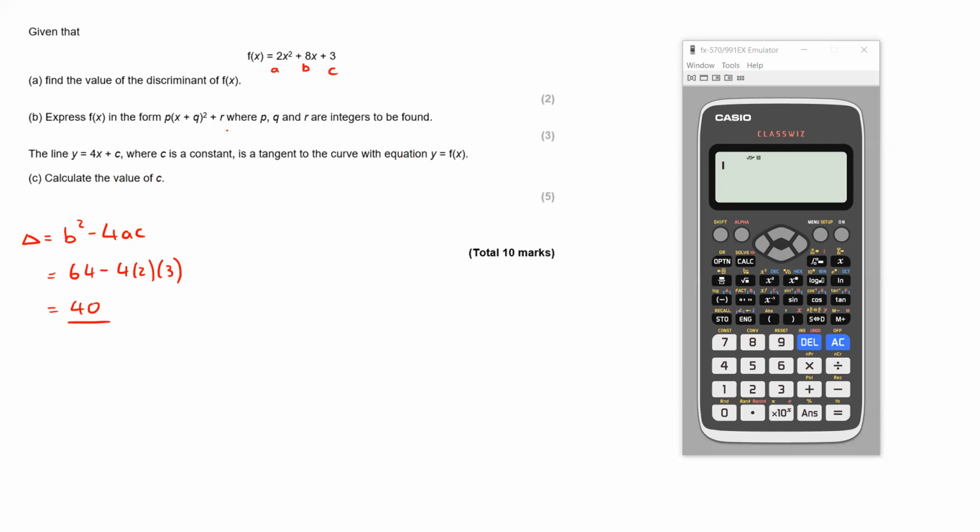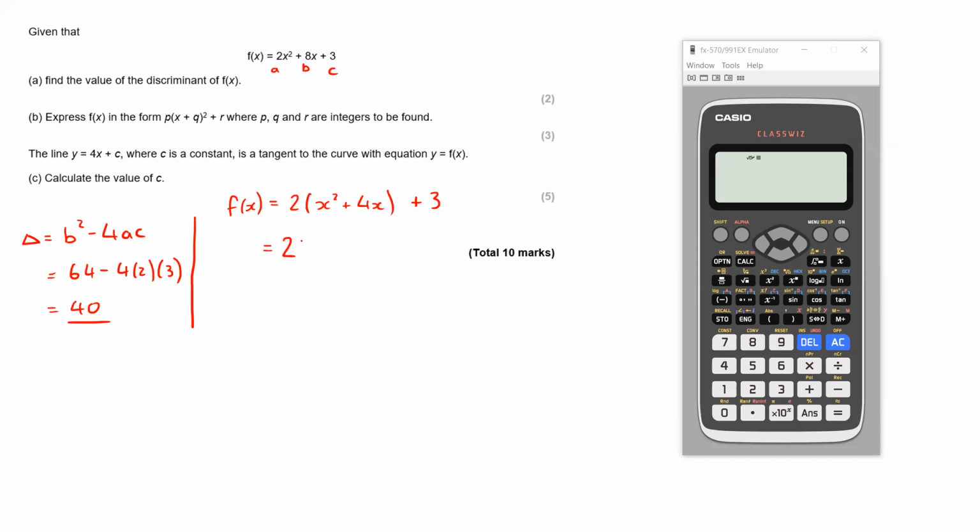So B, express this in completed the square form. So this is completing the square. The first thing for me for completing the square is to factorize out any coefficient of x squared. So I've got 2 and then x squared plus 4x. And I like to leave the 3 just floating at the end. It's up to you for this bit. If you're leaving the 3 at the end, just keep in mind whatever happens inside this bracket is the only thing to get multiplied by 2. This 3 is just kicking around at the end here.